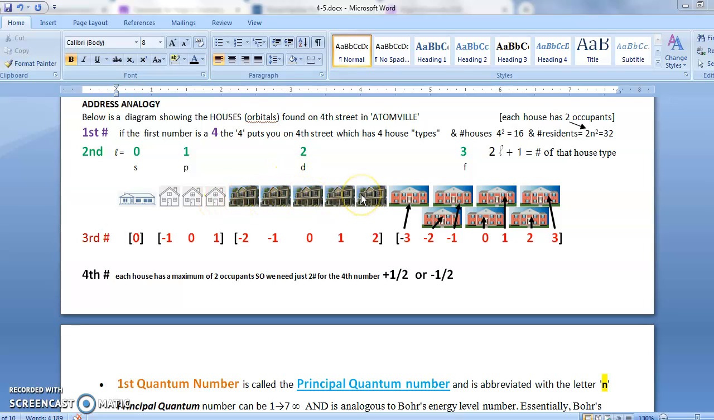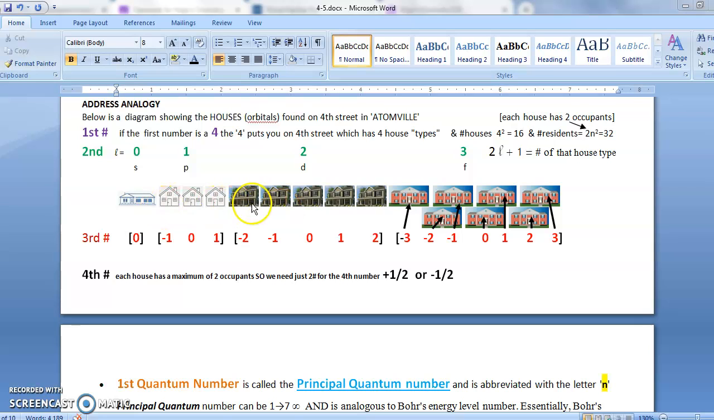Here there's 5 houses, so I need 5 numbers to differentiate between them. The middle house gets a 0. The middle orbital is always a 0. Every sublevel has a 0. Now I'm going to number it like a number line: -1, -2, 1, 2. So to the right I'm going up, to the left I'm going down. So if I have a 4, 2, -2, I know I'm in this house. A 4, 2, -1, I know I'm in this house, etc., etc.